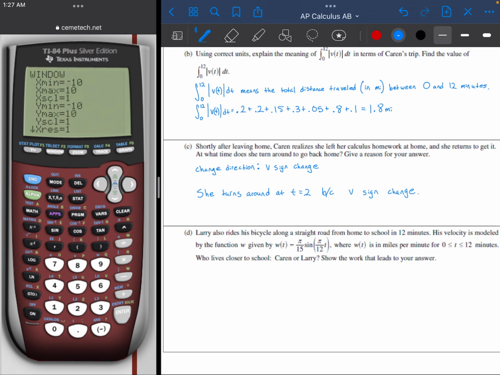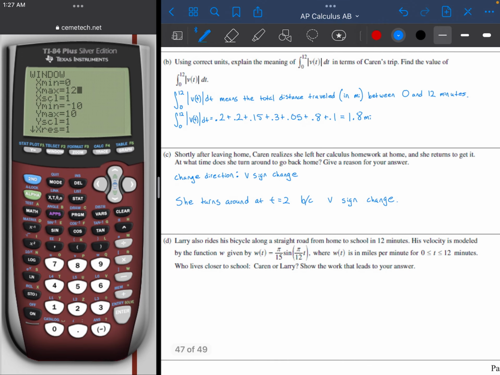And our window is going to be between 0 and 12. Yep. All right. I don't think we'll need the window. I don't even think we need to graph it because aren't we just after the total distance traveled? No, it's just end position, right? Let me read the question. Who lives closer to school? Yeah, so how far away does she live? And by the way, we haven't figured out how far away Karen lives. We've only done the total distance she traveled.